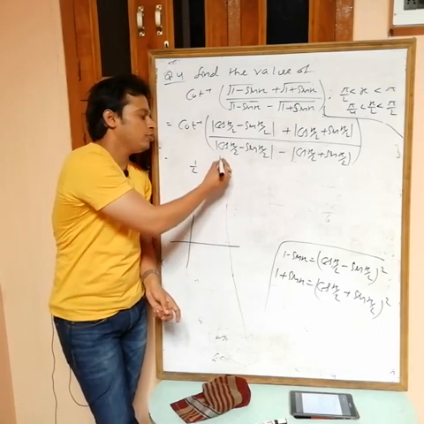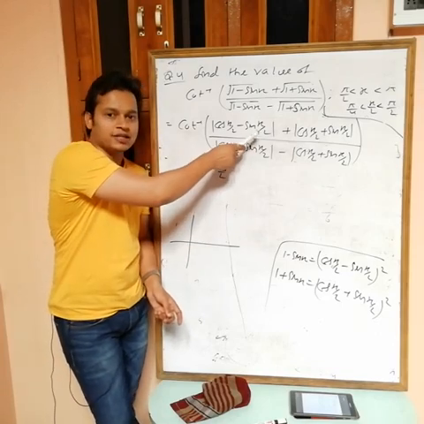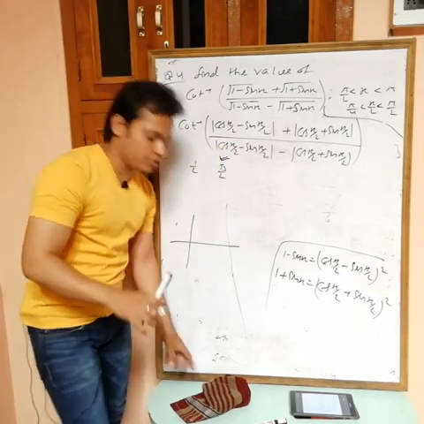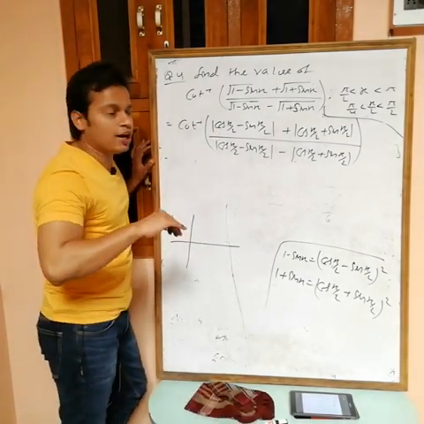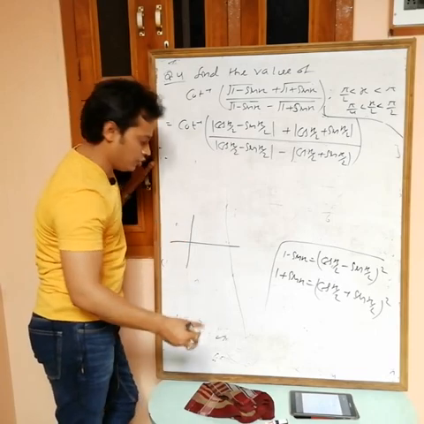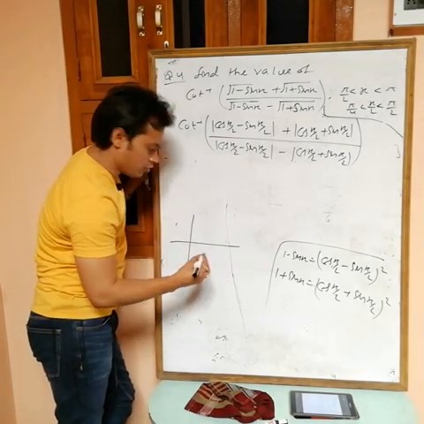Which one is greater? Root 3 by 2. It means sin is greater, na? Easily you can check by using this one. Otherwise, if you want by using graph, then draw the graph of sin and cos both from 0 to pi by 2. Okay, I am drawing from 0 to pi.